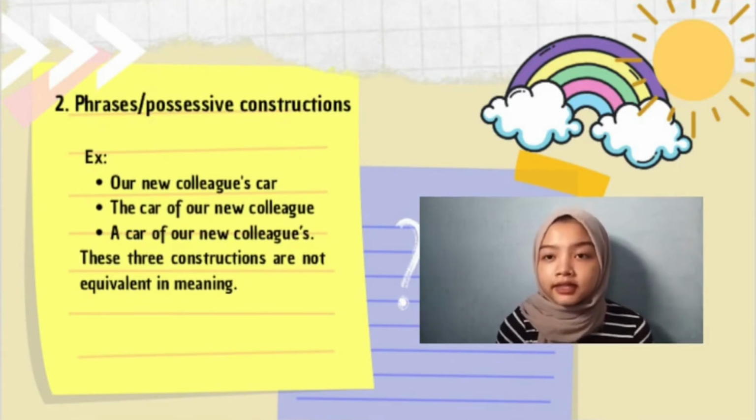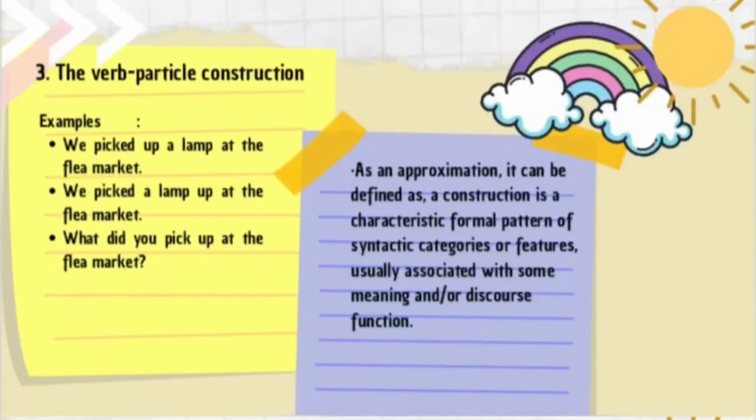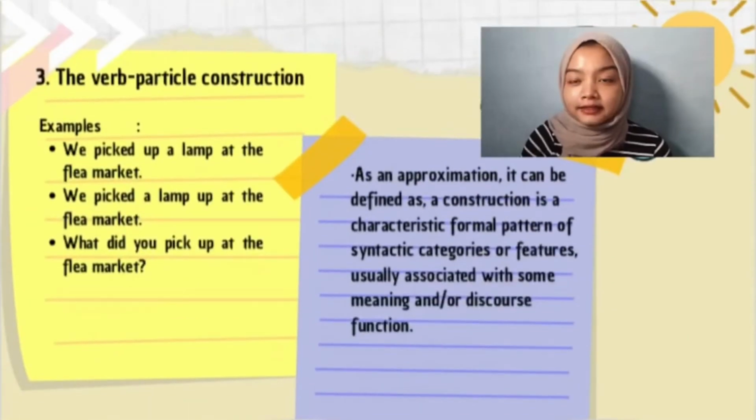These three constructions are not equivalent in meaning. For instance, the last one is used only in situations in which the new colleague referred to has more than one car. These differences represent three different ways of expressing the concept of possession in English. And the last example is verb particle construction. There are three kinds of patterns.